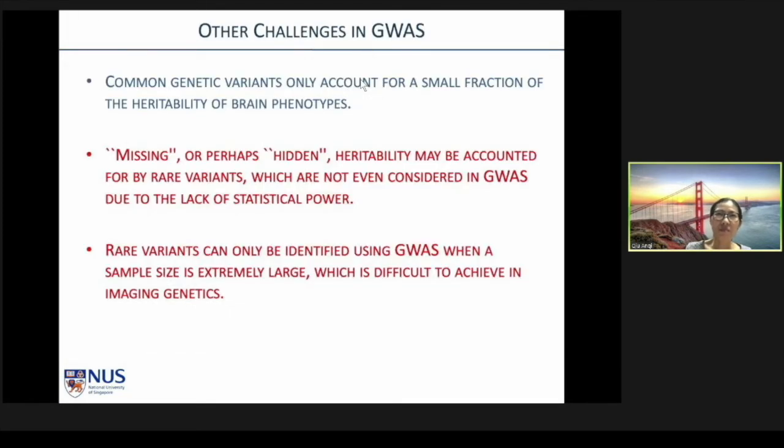So far, I have only introduced a few solutions to the first challenge, which is related to common genetic variants. Beyond the common genetic variants, we know rare variants account for the missing, perhaps hidden, heritability, which is not even considered in GWAS due to a lack of statistical power. Rare variants can only be identified using GWAS when the sample size is extremely large, which is difficult to achieve in imaging genetics.